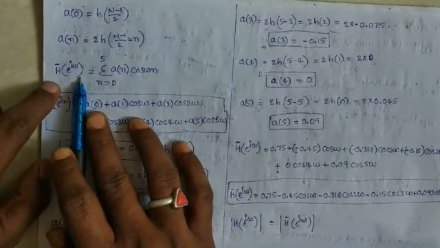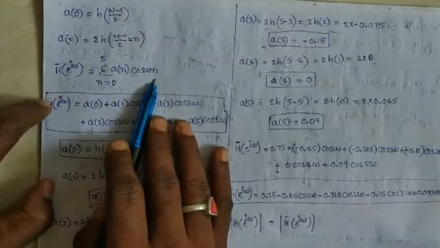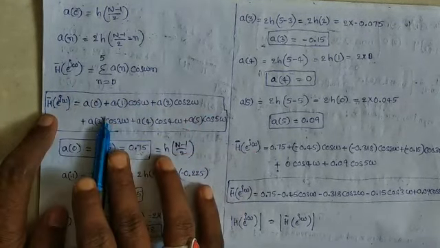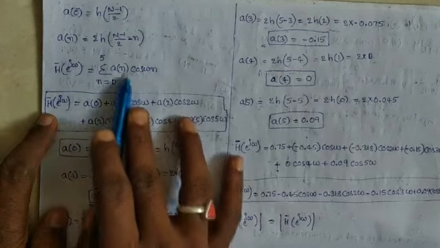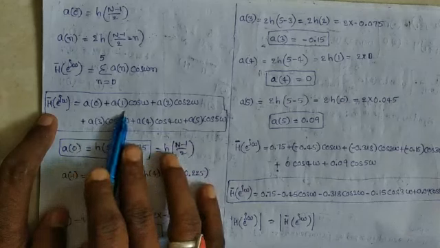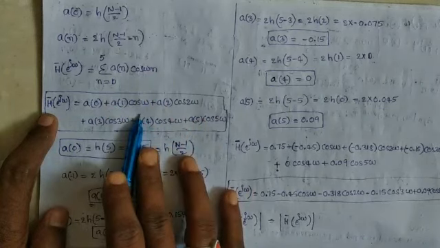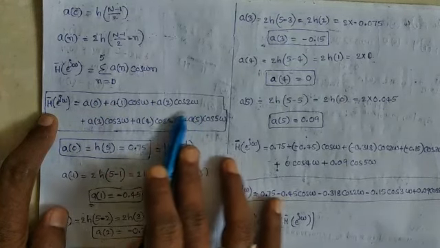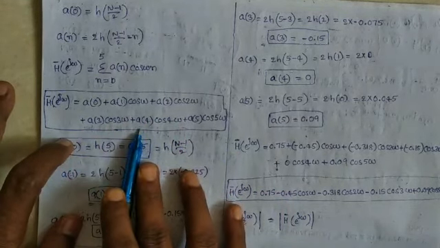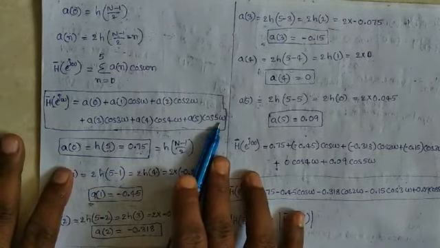Here h bar of e power j omega is equal to what? The sum from n equal to 0 to (capital N minus 1) by 2, whose value is 5, of a of n into cos omega n. Expanding this, h bar of e power j omega is equal to a of 0 for n equal to 0, plus, for n equal to 1, a of 1 cos omega, plus n equal to 2, a of 2 cos 2 omega, plus n equal to 3, a of 3 cos 3 omega, plus n equal to 4, a of 4 cos 4 omega, plus n equal to 5, a of 5 cos 5 omega.